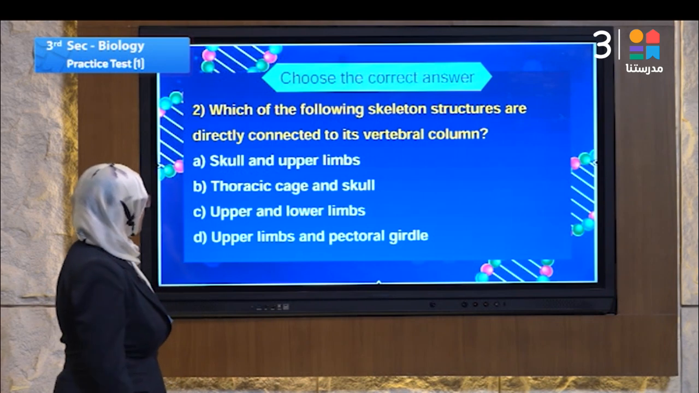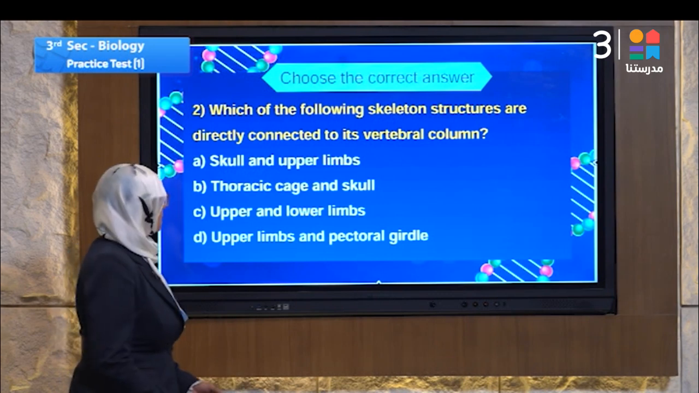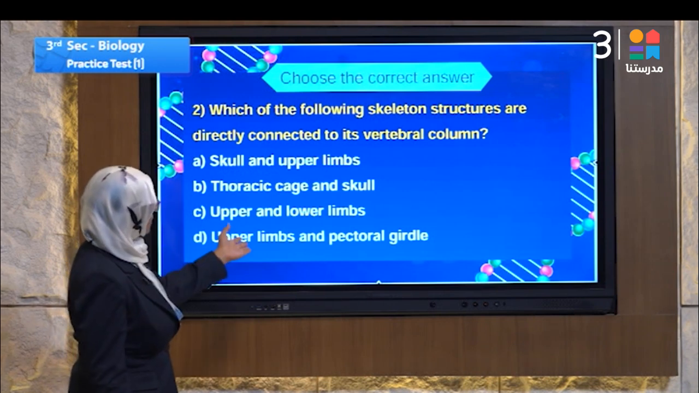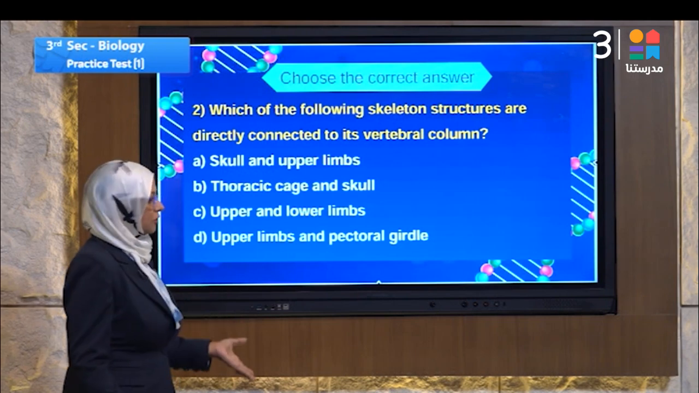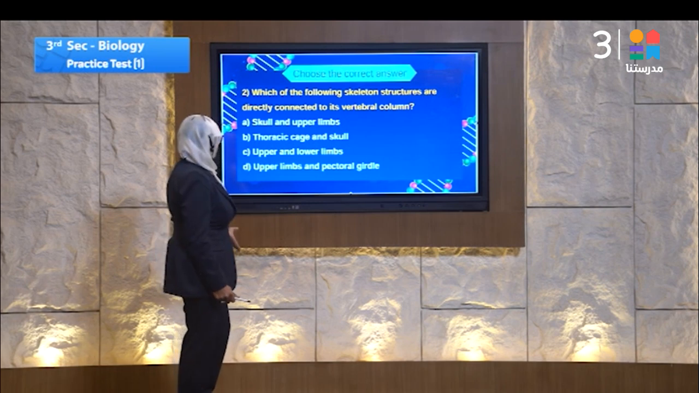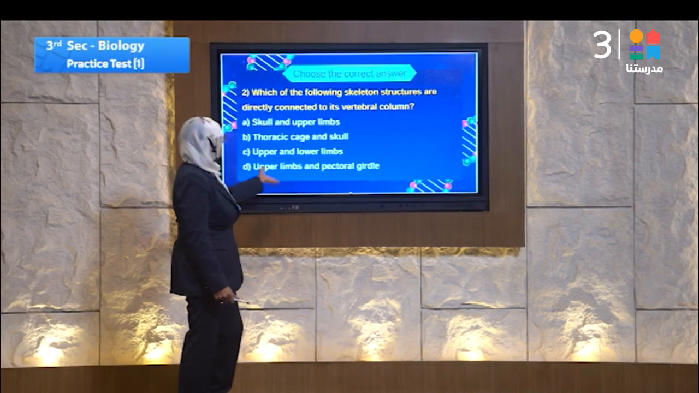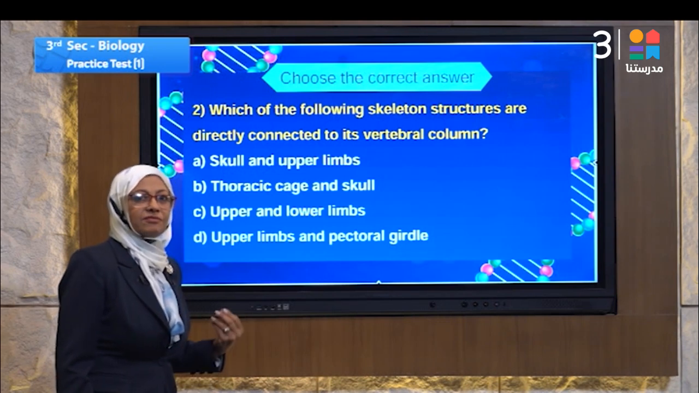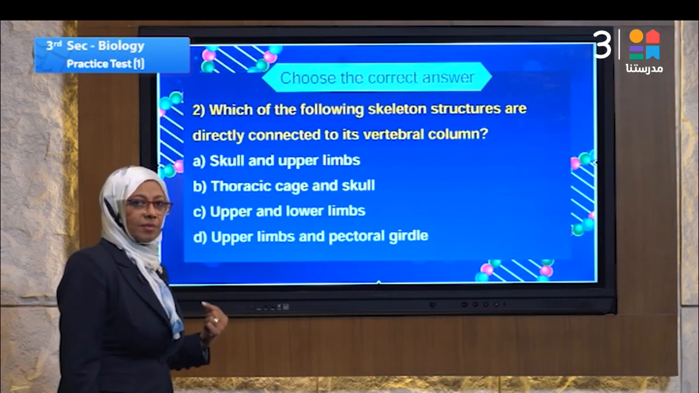Number A, skull and the upper limbs. Yes, the skull is connected with the vertebral column, but the upper limbs are not directly attached to the vertebral column. Number B, thoracic cage and skull. Yes, there is a connection between the thoracic cage and the vertebral column by the ribs. There are 12 pairs of ribs. And the skull is directly connected to the vertebral column, the atlas being the first vertebra, attached between the skull and the vertebral column.